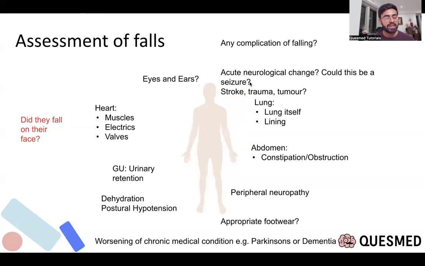And again, very easy, very simple. Are they wearing appropriate footwear? Are they wearing shoes that don't fit them, for example? And then lastly, at the bottom, worsening of any chronic medical conditions. So things that can directly impact your motor function, like Parkinson's, and also things that can impact your cognition, such as in dementia.